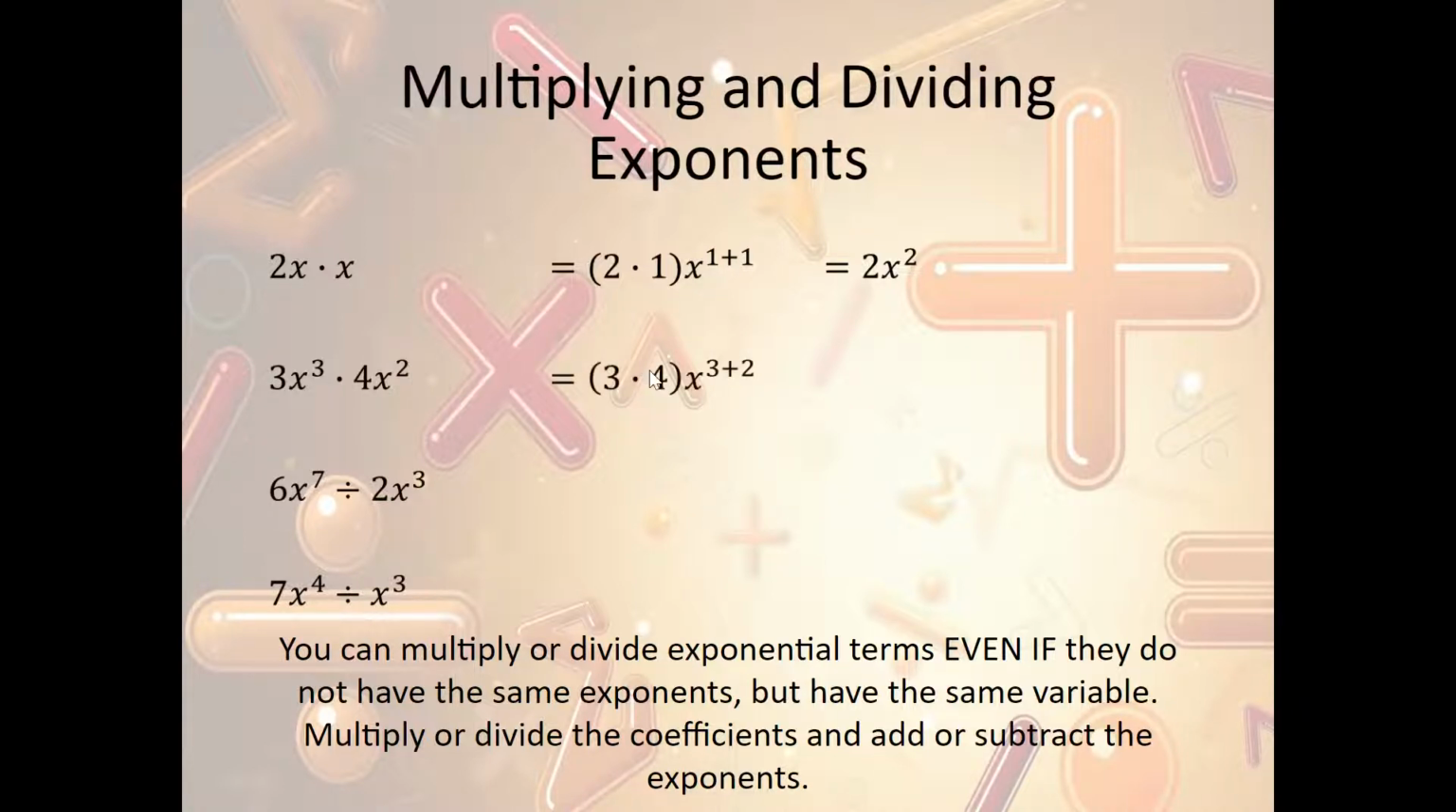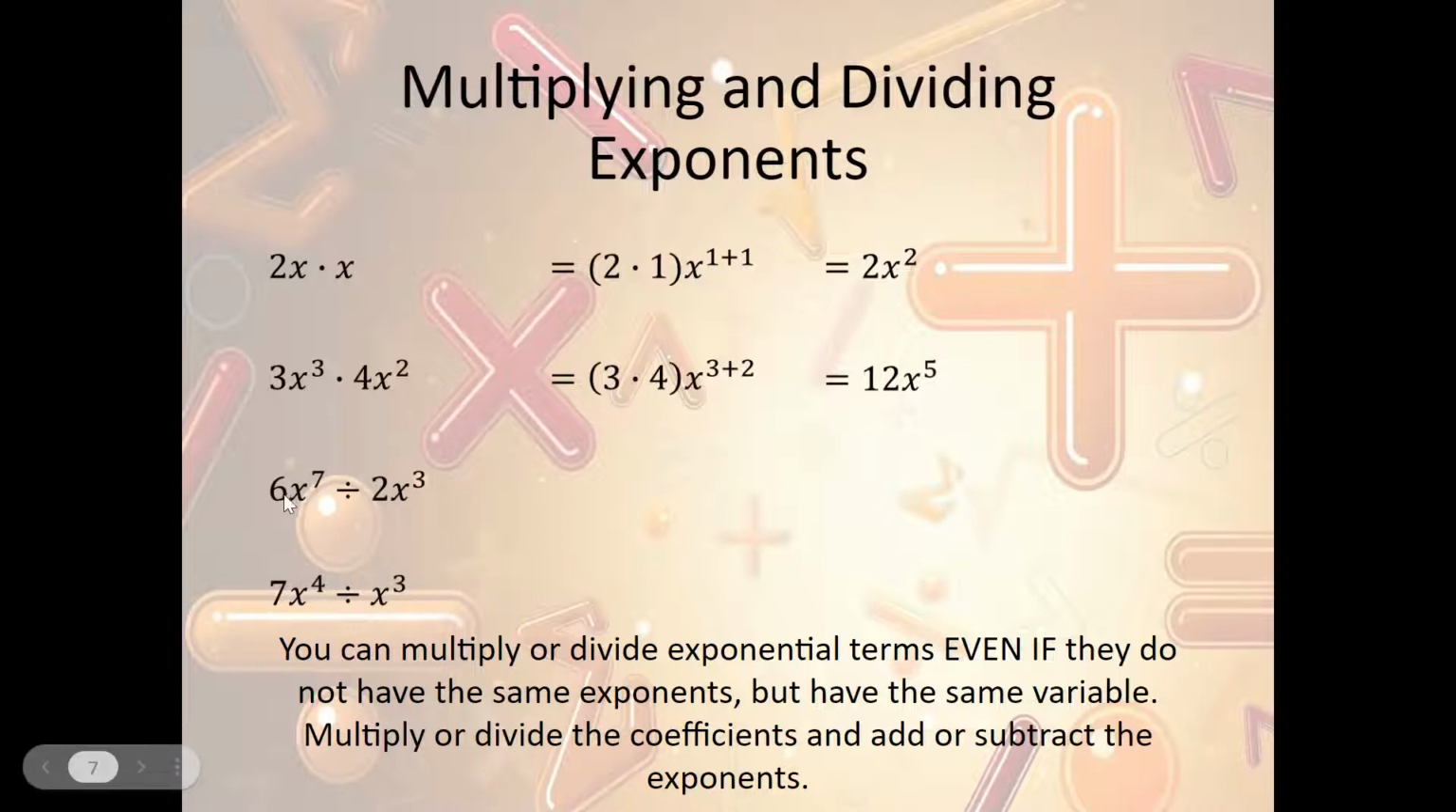We end up with 3 times 4, which is 12x, and 3 plus 2 is 5, so we get 12x to the fifth power. Now division is just the opposite, so we're going to divide the coefficients and subtract the exponents.